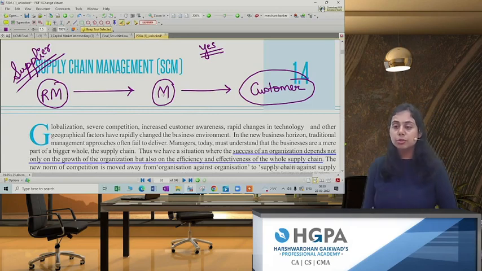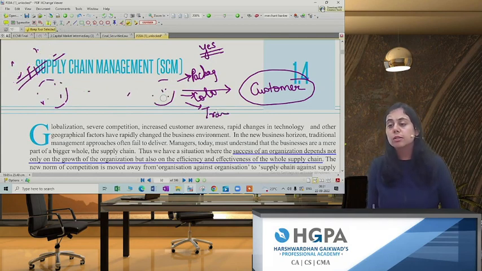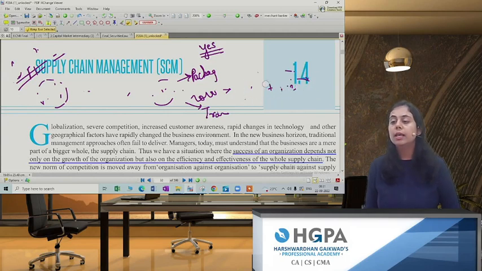Once the manufacturing process has started, there are multiple things to be done, like the packaging, the coloring, the transportation, the distribution, and then your product will reach the customer. Thus, what is supply chain management?